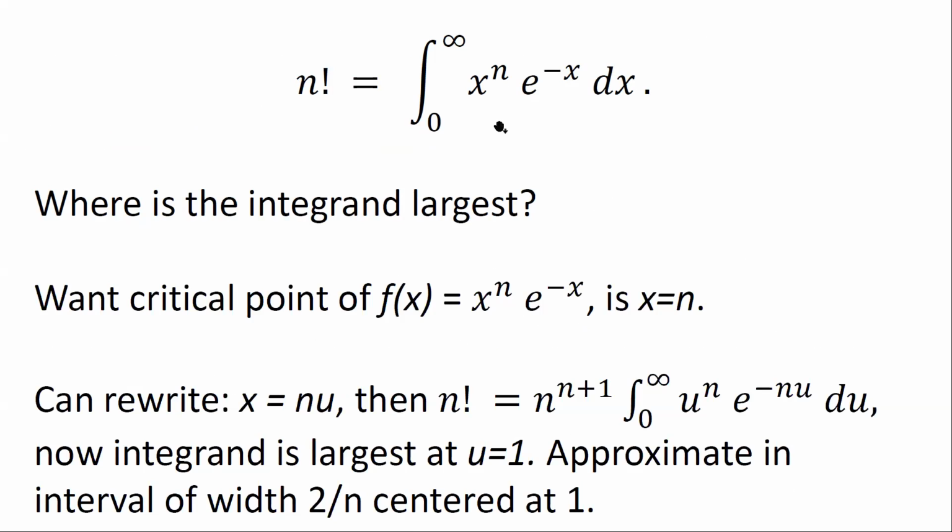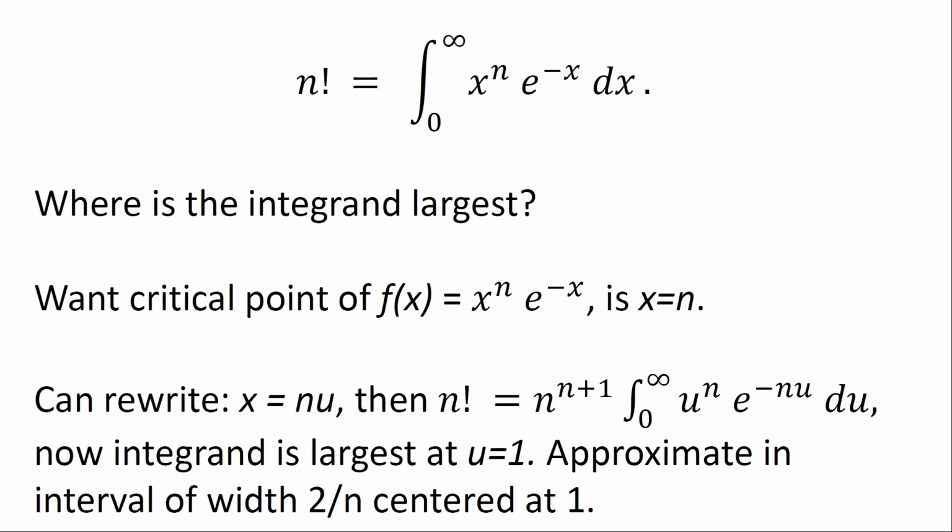All right, so if we plug in x equals n, we get n to the n e to the minus n. Oh, that's looking a lot like Stirling's formula. Stirling's formula says n factorial is about n to the n e to the minus n square root of 2 pi n.